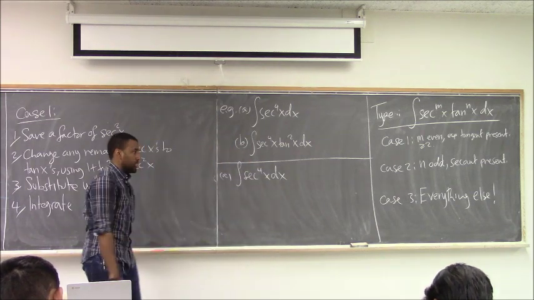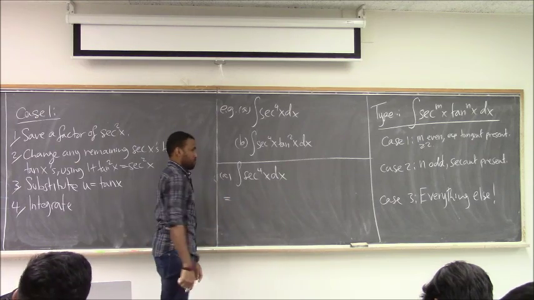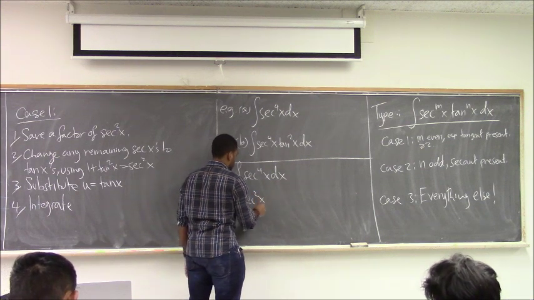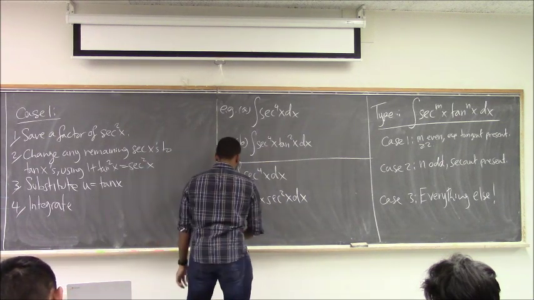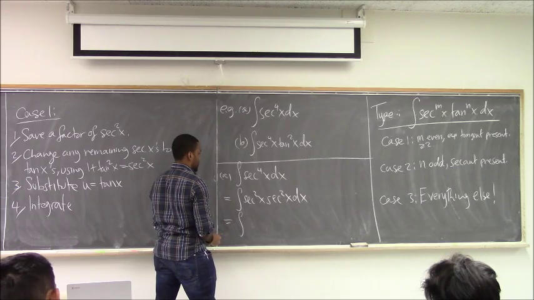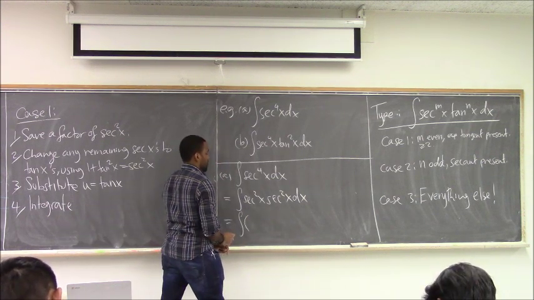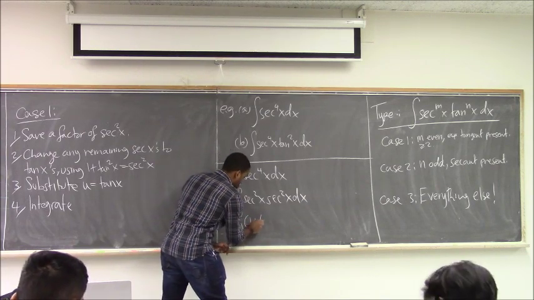Okay, go. What do you think? So separate it into secant squared times secant squared dx. And then use the identity secant squared minus 1 equal to tangent squared. So you would have tangent squared, or hold on. Yeah? You separate the secant squared, I do one plus tangent squared.